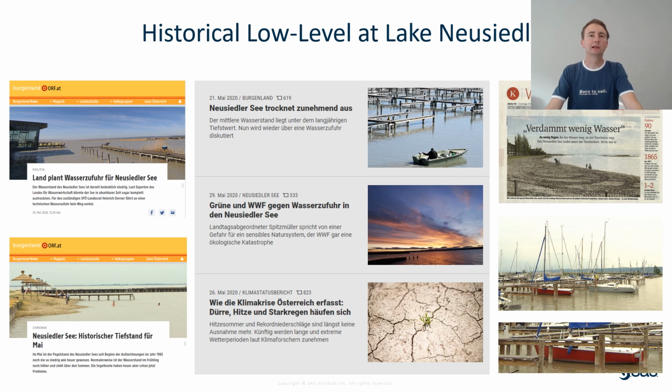Lake Neusiedl recently got a lot of press because of its historic low level of water. So you read news like there's a historic low level of water, there's a discussion whether there should be an artificial water supply for the lake, and you see this across different newspapers and magazines in Austria. You can also see from the picture here in the harbor that the difference between the water level and the dock is increasing, and many boats are even below the dock.